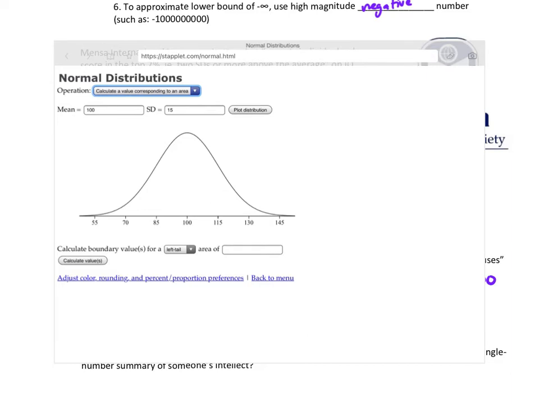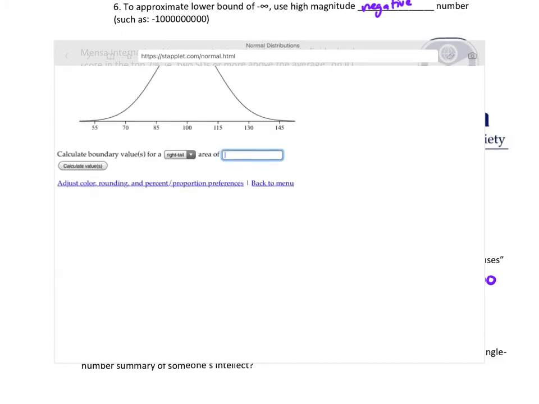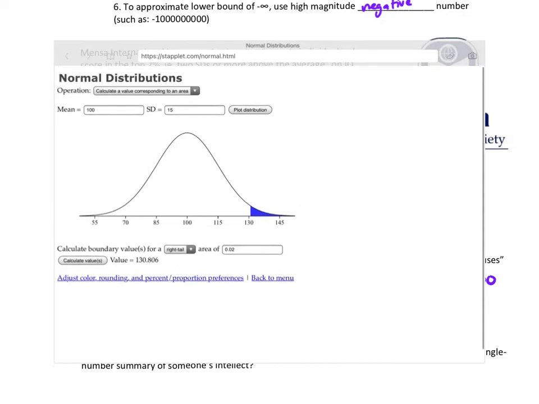So let's calculate it, shading towards the right. Since we're talking about top, we're looking at the top percentage, top 2%. So I'm going to put 2% as a decimal, which would be 0.02. Calculate. And we get the following. We should get a 130.8. And I believe that's the same answer that he got on his calculator, right?